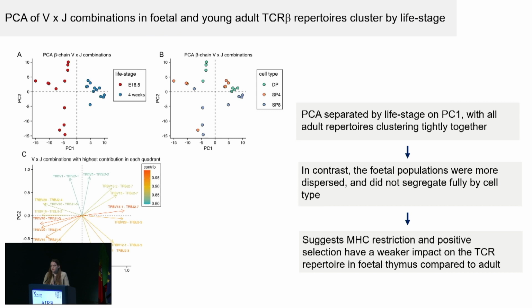Then I did some principal component analysis, and I looked at the V times the J combinations. Similarly to the heat maps, as you can see, they cluster by PC1, by age. Here you have the fetus and here you have the young adult. The young adult is clustering quite tightly together, while the fetus are a little bit more dispersed, so they experience a little bit more variability in the V times the J. They did not fully segregate by cell type, while here there's a little bit of clustering by cell type in the young adult. So this suggested to us that MHC restriction and positive selection could have a weaker impact on the TCR repertoire in the fetus compared to the young adult.